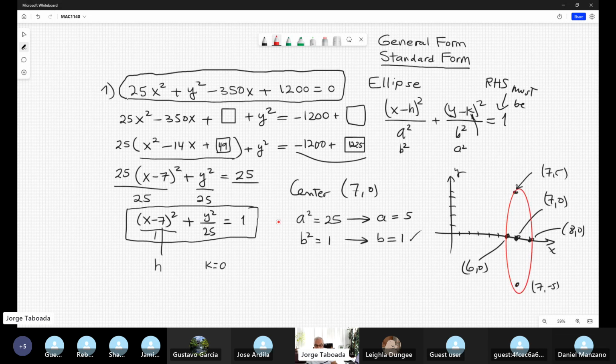Any conic section, guys, is a smooth curve. So whenever you write like that, in one corner like that, it's a smooth curve.